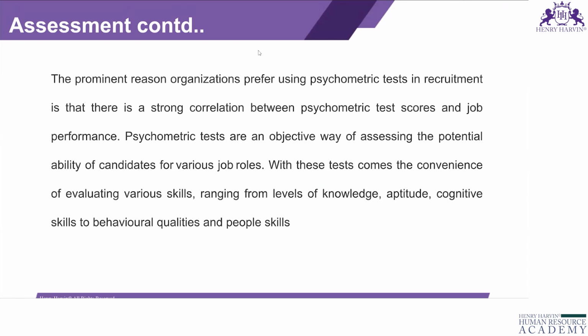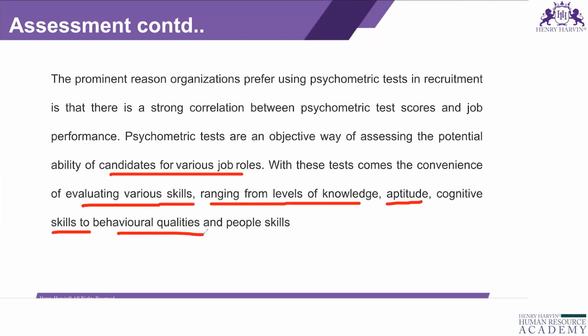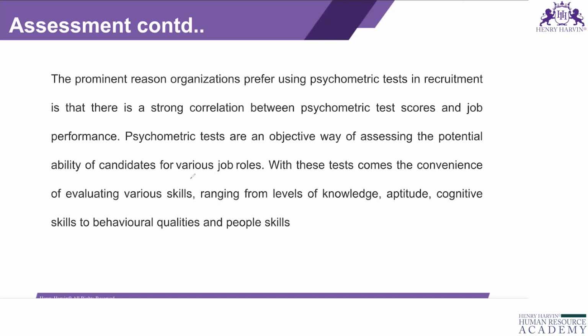So the prominent reason organizations prefer using psychometric tests in recruitment is that there is a strong correlation between psychometric test scores and job performance. So psychometric tests are an objective way of assessing the potential ability of candidates for various job roles. So with these tests comes the convenience of evaluating various skills ranging from levels of knowledge, aptitude, cognitive skills to behavioral qualities and people skills, right? So every job will require one or the other skill, right? And a few jobs might require all of them, but how much of one quality, right? So that is something which will be evaluated through all these assessments, right?